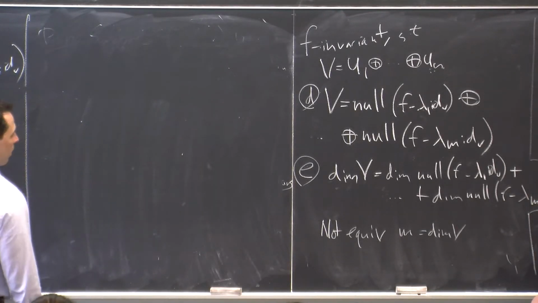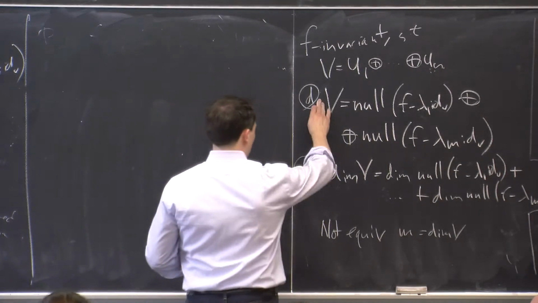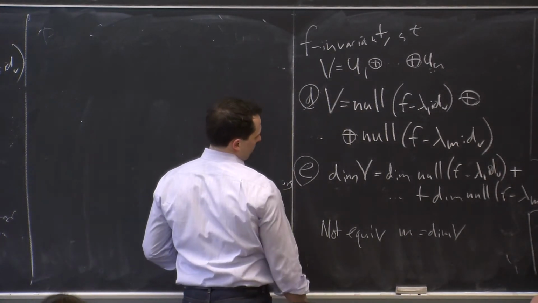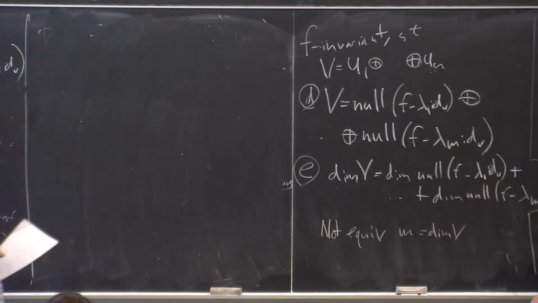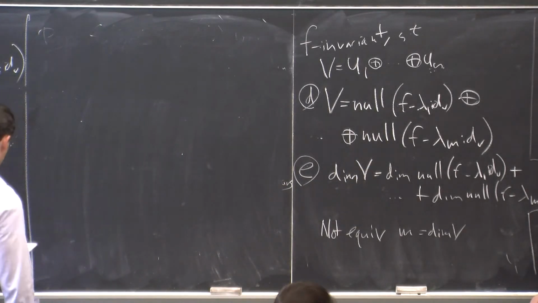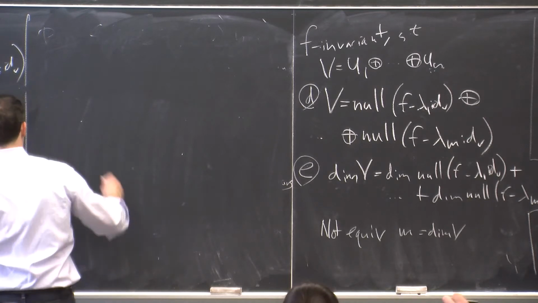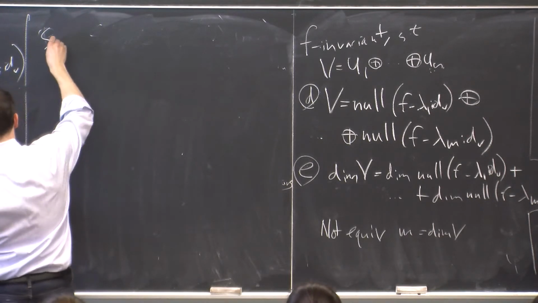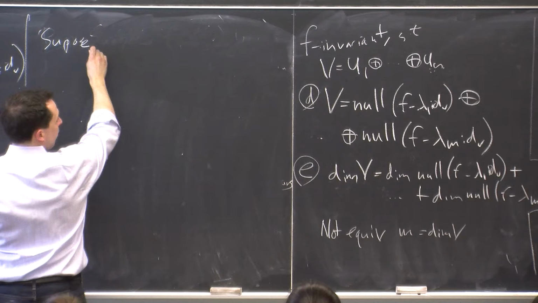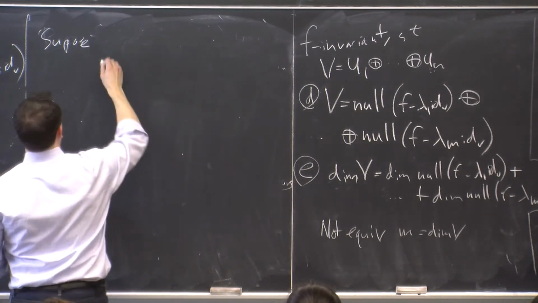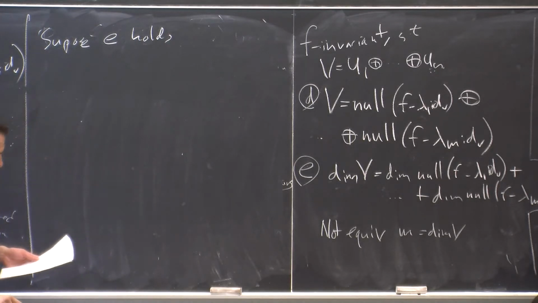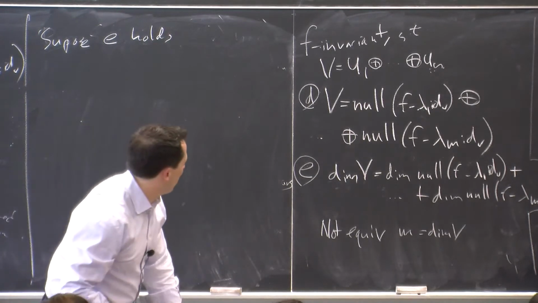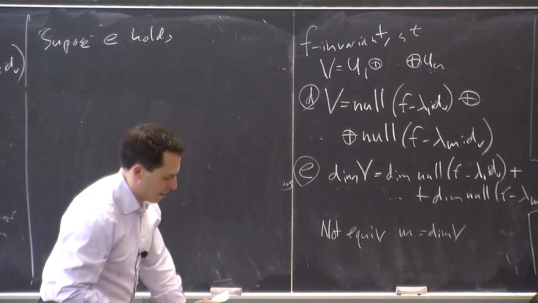So that D implies E was part of one of the exercises we did when we were talking about direct sums. That doesn't have to depend on the particular structure of the problem. In the other direction, suppose that I have that E is true, so that I have that the dimension of the space is equal to the sum of the dimensions.